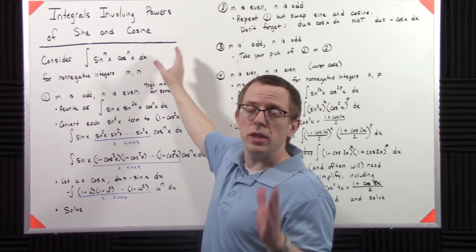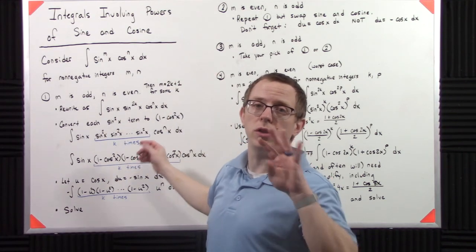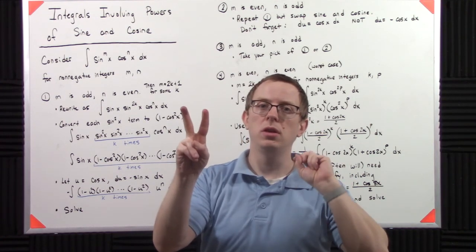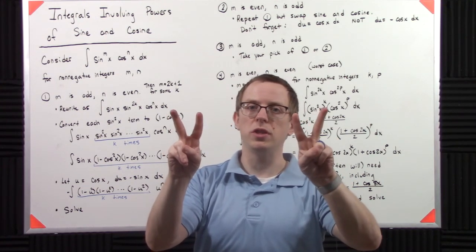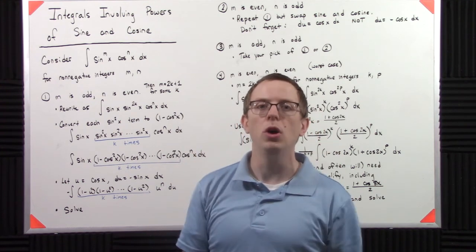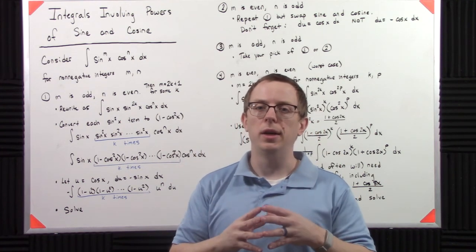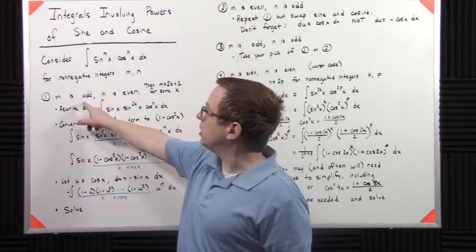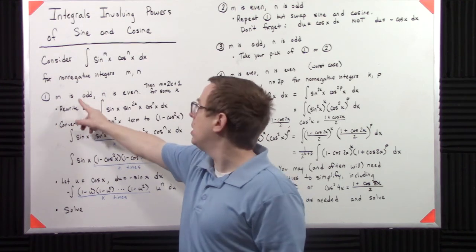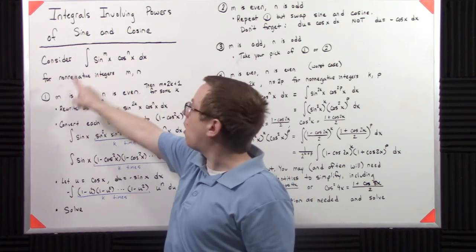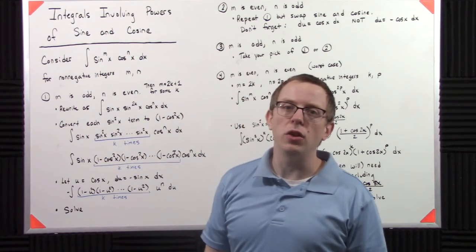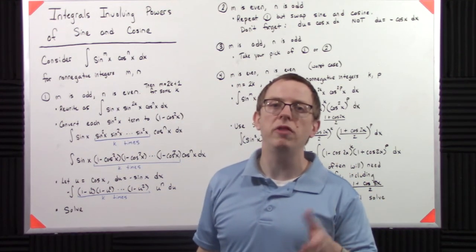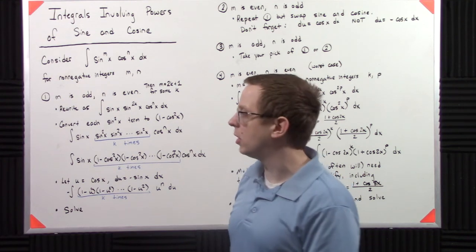So anyway, that being said, we're going to sort these into 4 different categories. I have two numbers. They could either be even or odd. So I have 2 choices for the first letter, and 2 choices for the second letter. That gives me 2 times 2, or 4 possible permutations here. The first case we'll consider, which is actually the easiest, is if this number is odd and the other one is even. An example of that might be sine cubed of x times cosine squared dx.